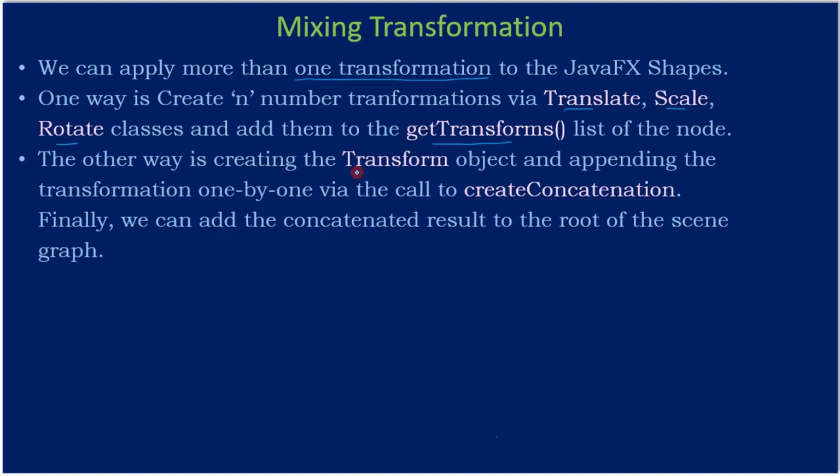The other way is creating the transform object and appending the transformation one by one via the call to createConcatenation method. So using the createConcatenation method, you can append the transformation. Say for example, if you created a transformation 1, so you can create a transform object, then make a call to createConcatenation and add the transformation one by one to the transform object. Then we can add this transform object to the scene graph, so JavaFX knows how many transformation is applicable for the object.